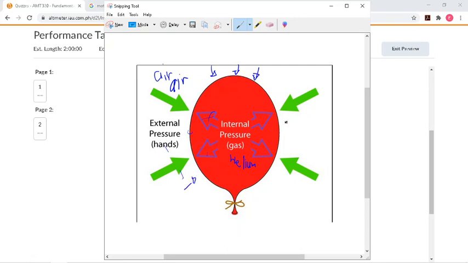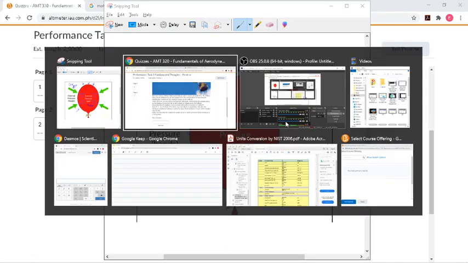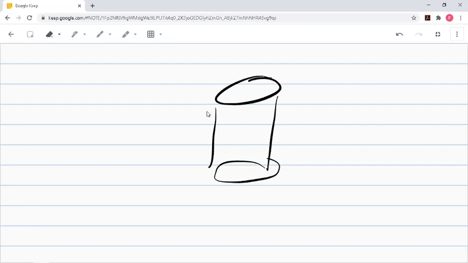So if we have a balloon, let's imagine a balloon formed into a cylinder, a cylindrical balloon. So why are we making a cylindrical balloon? So that we can have the forces at the side as equal. So here we can see the forces that we have are the following.